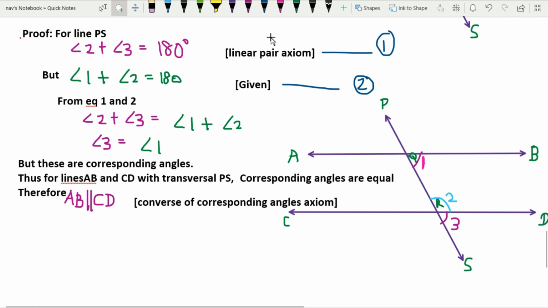Thus for lines AB and CD with transversal PS, we just proved that the corresponding angles are equal. Angle 1 equals angle 3. Therefore, line AB will be parallel to line CD. What's the reason? The reason is the converse of the corresponding angles axiom. So at the end we have to write hence proved.